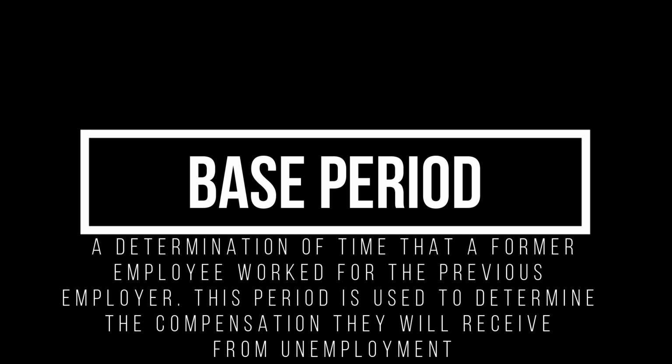The next vocabulary word is a base period. A base period is a determination of time that a former employee worked for the previous employer, and this period is used to determine the compensation they will receive from unemployment. So if I worked for a company for, let's say, a week, and then I was laid off, I probably wouldn't qualify for very much, if any, unemployment from that particular employer. Instead, the government agency uses a base period to determine how much I'm going to get paid based on how long I worked with that employer. So the base period is just the determination of time that they're looking to calculate what your insurance benefit's going to be, how long you're going to get them for, and what the total percentage is.